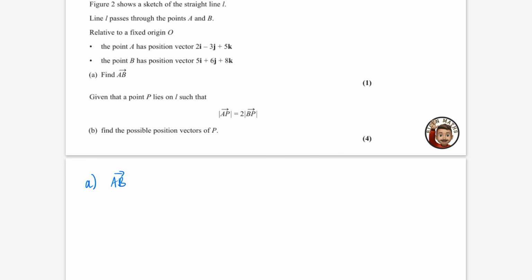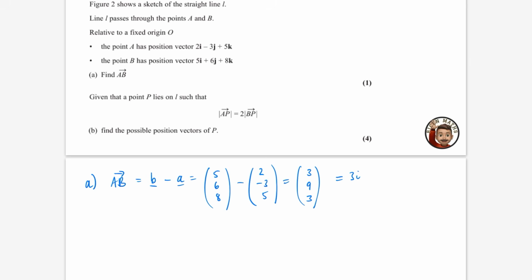Well, what we need to know for this first part, when you're looking for the vector AB, I hope you've memorized this, you just do the second letter's position vector minus the first letter's position vector. And I usually do this in terms of column vectors. So B is 5, 6, 8, and A is 2, -3, 5. So we put these back together. 5 minus 2 is 3, 6 minus -3 is 9, and 8 minus 5 is 3. Now they would accept it in this column vector form, but they've done everything in i and j and k, so I'll probably just write this as 3i plus 9j plus 3k for this part.